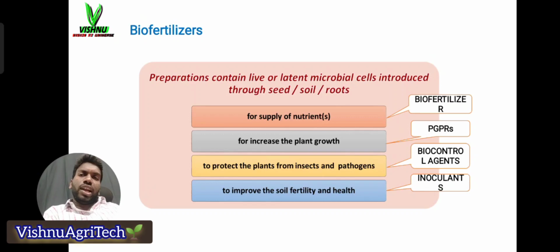Next, biofertilizers. Biofertilizers are preparations containing live or latent microbial cells introduced through seed, soil, or roots. They include biofertilizers, PGPRs, biocontrol agents, and inoculants. Biofertilizers supply nutrients to plants from the soil. Next, PGPR, plant growth promoting rhizobacteria, increase plant growth. Next, biocontrol agents protect the plants from insects and pathogens. Bioinoculants improve soil fertility and health.